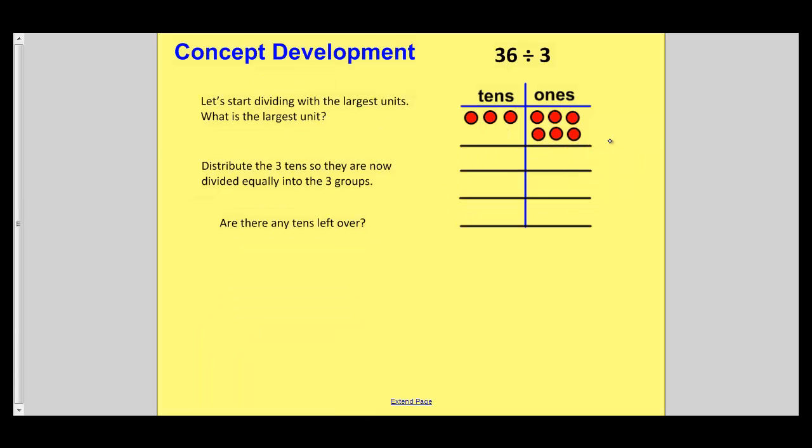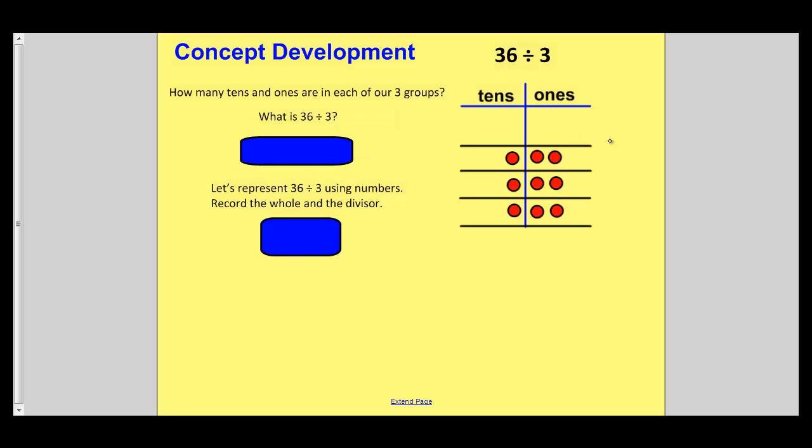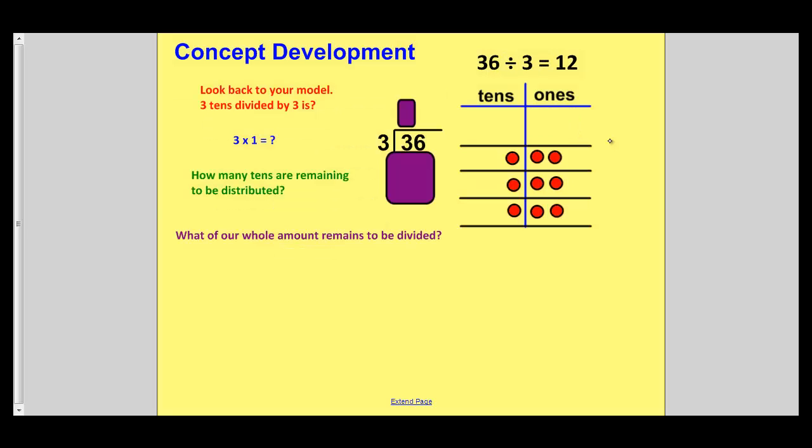Okay, we already did that. I'm a little ahead. All right, so let's talk about what this looks like in standard algorithm. First of all, you'll see that I divided the tens first. That's exactly what I did on my place value chart.